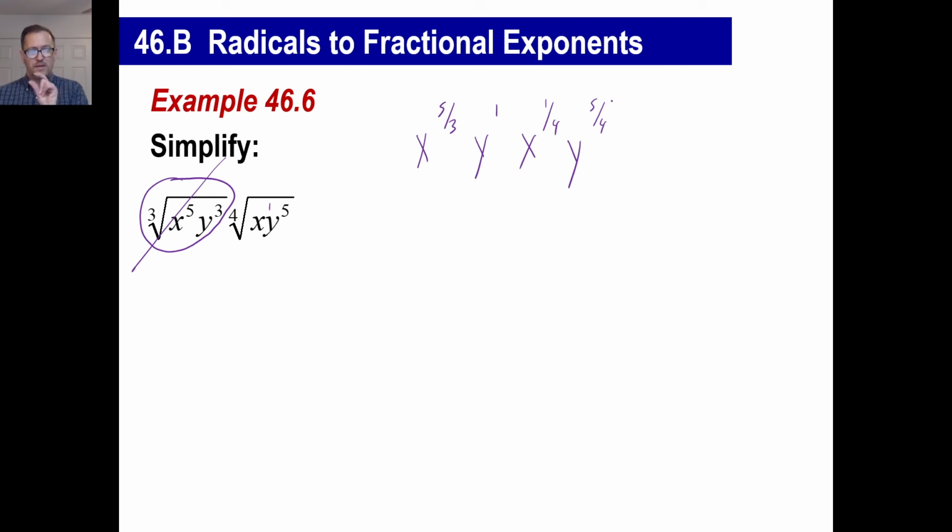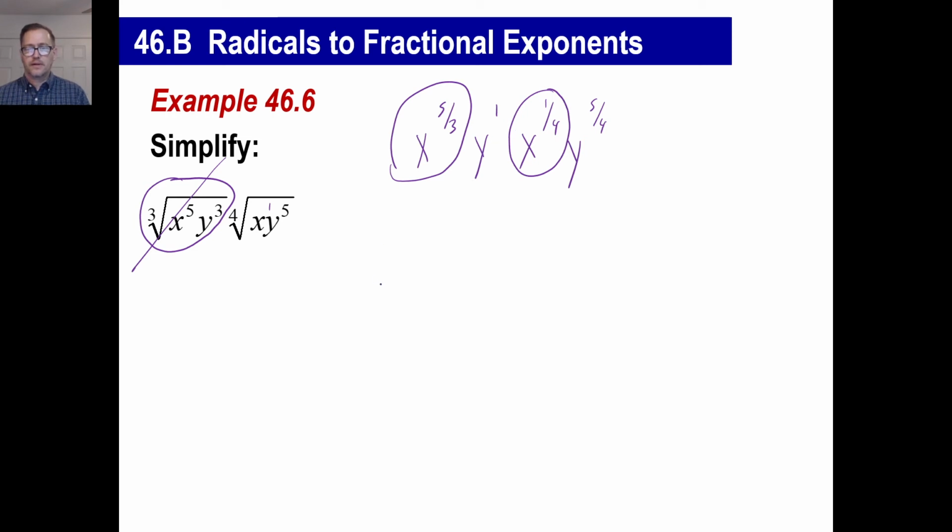And just as a quick matter of thing to say, if you go y to the 5/4, that's going to be a little more than y because 5/4 is a little more than 4/4. Y to the 4/4 is the same thing as y to the 1 power. So this will be slightly more than the value of just 1y. Okay. Well, let's get the x's together like this. And all we need to do is just add them together.